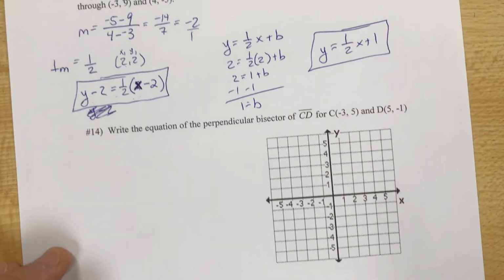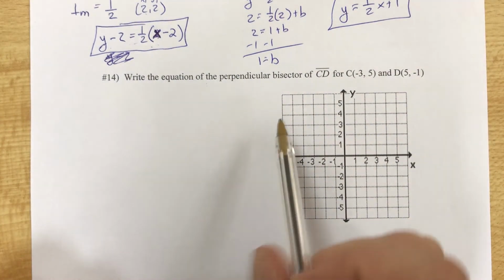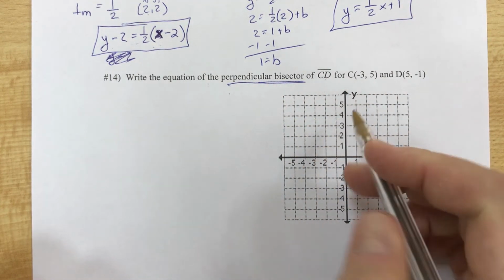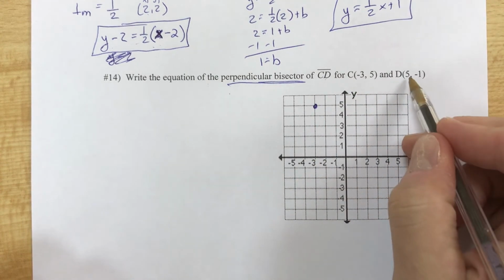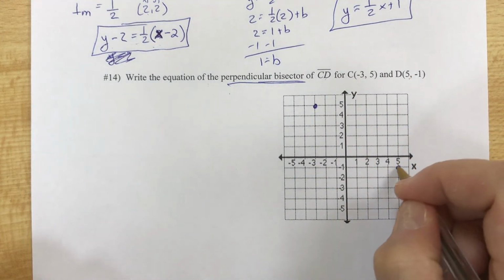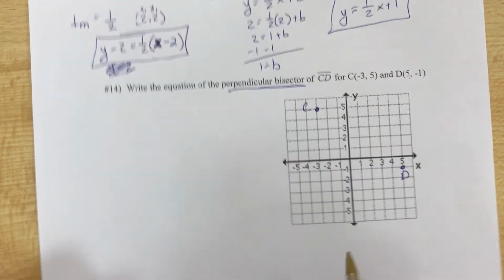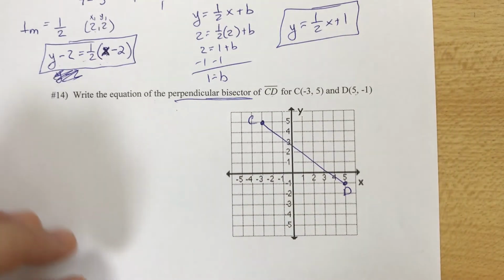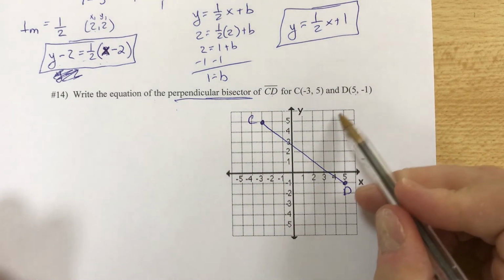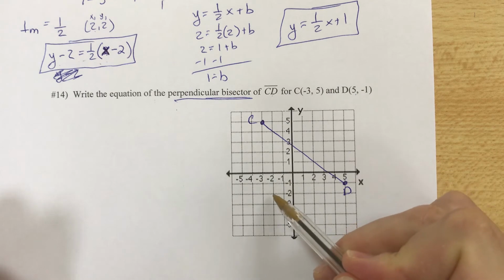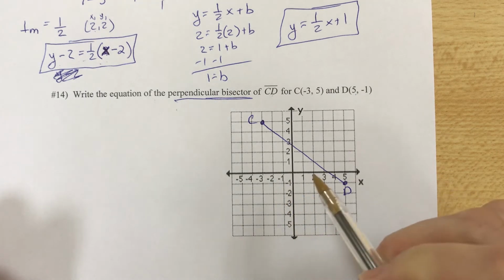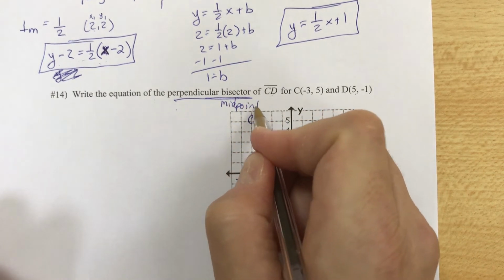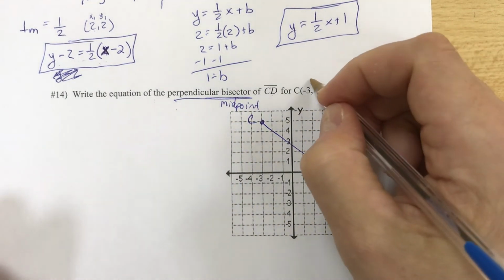All right, the last problem here: write the equation of the perpendicular bisector of segment CD for point C (-3, 5) and point D (5, -1). There's C and there's D. Let me connect this. So we have a segment here. We want the equation of the perpendicular bisector. So there's actually two things we need to know here. Bisect means midpoint. So we need to find the midpoint of this segment.